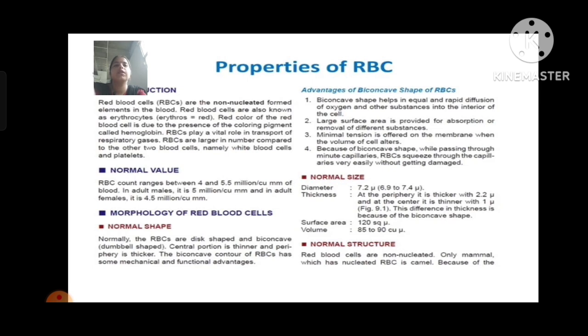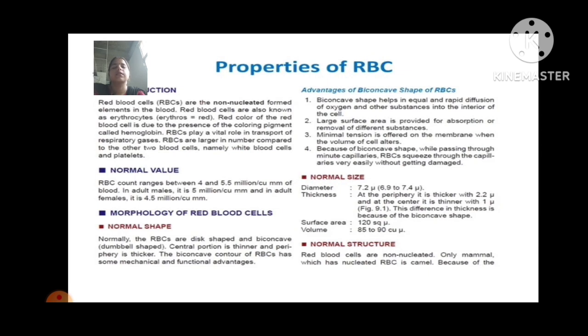RBCs play a vital role in the transport of respiratory gases. Also, RBCs are larger in number compared to the other two blood cells, namely white blood cells and platelets. The normal value of RBCs is between 4 and 5.5 million per microliter of blood. In adult males, it is 5 million, and in adult females, it is 4.5 million.